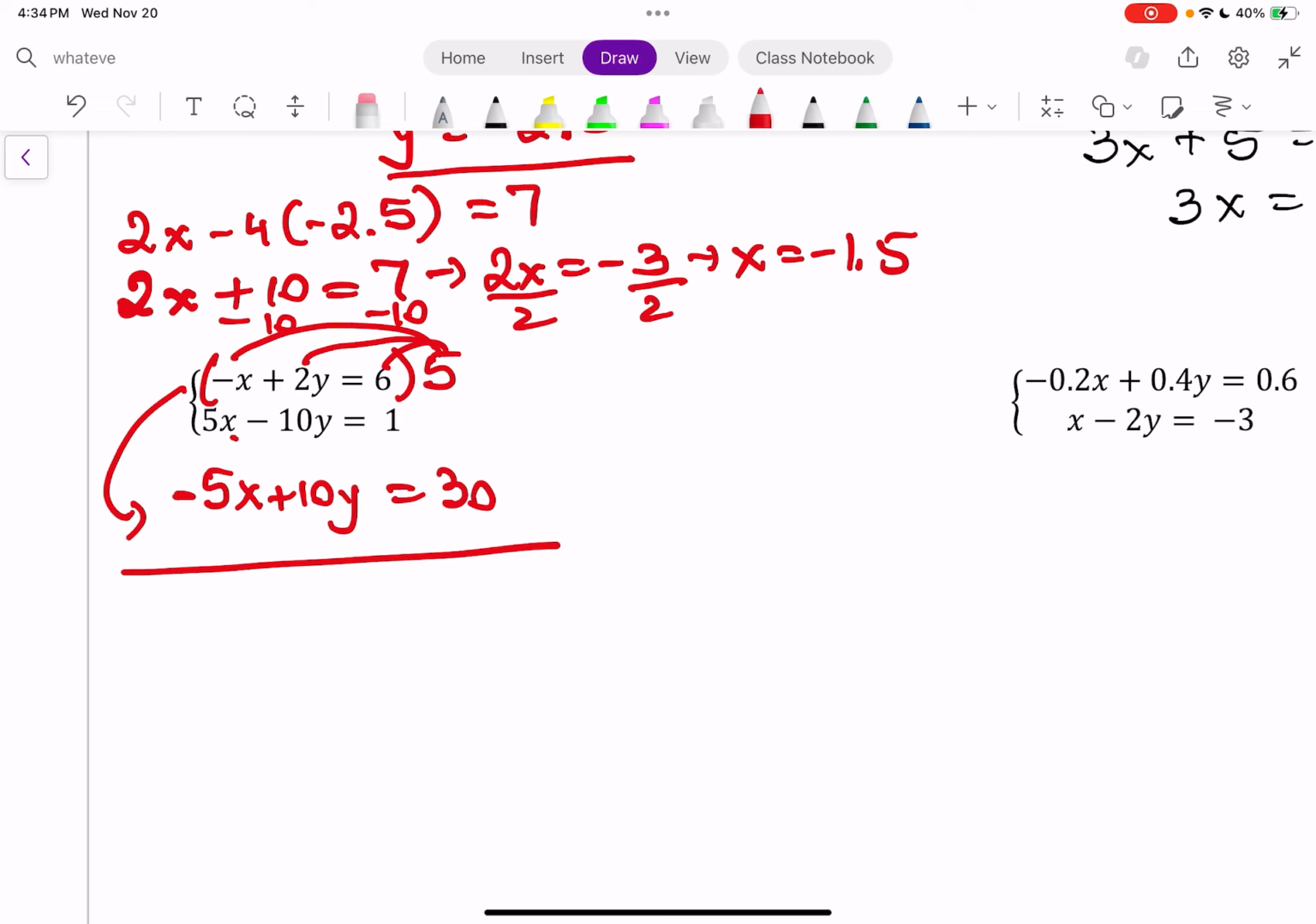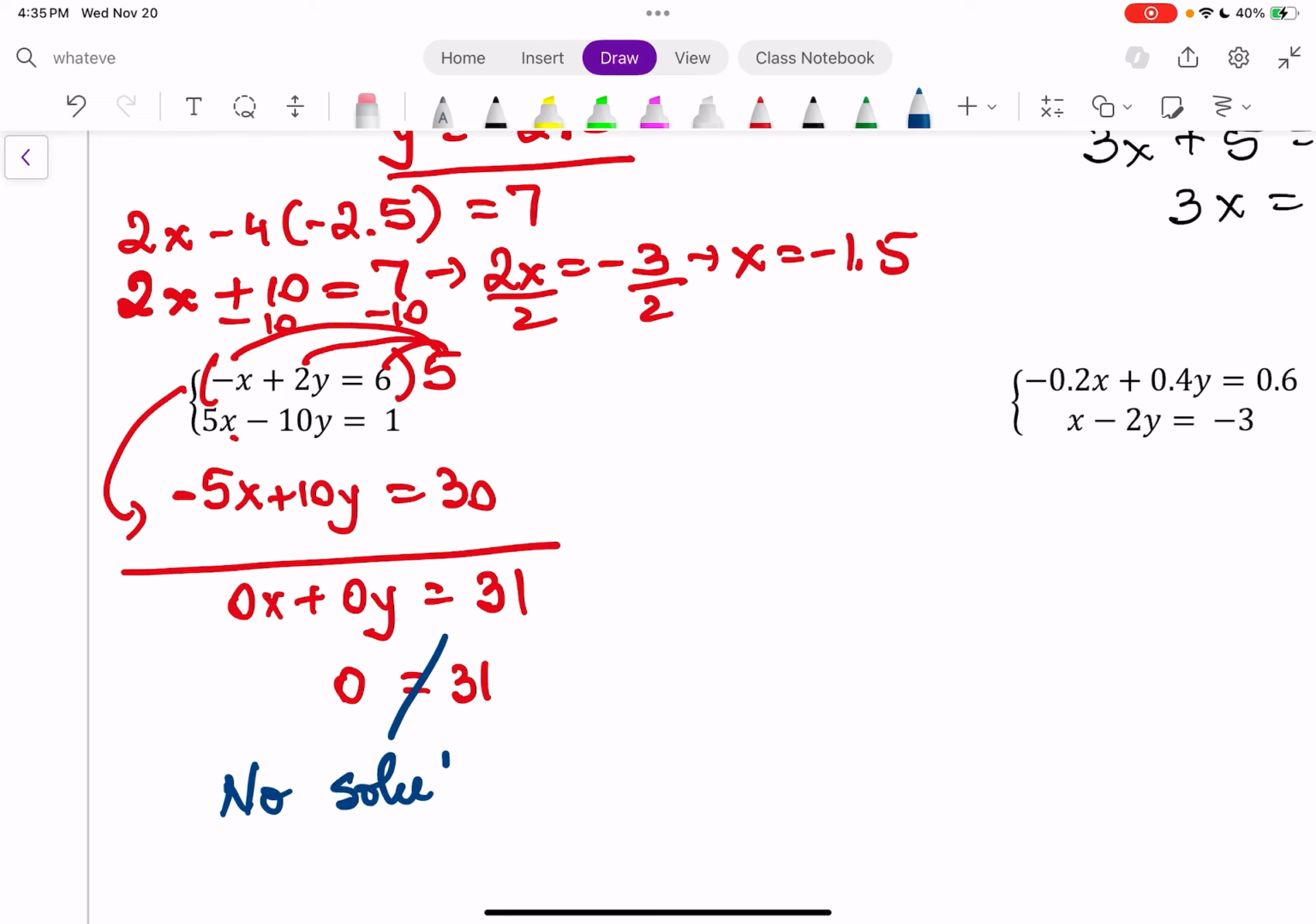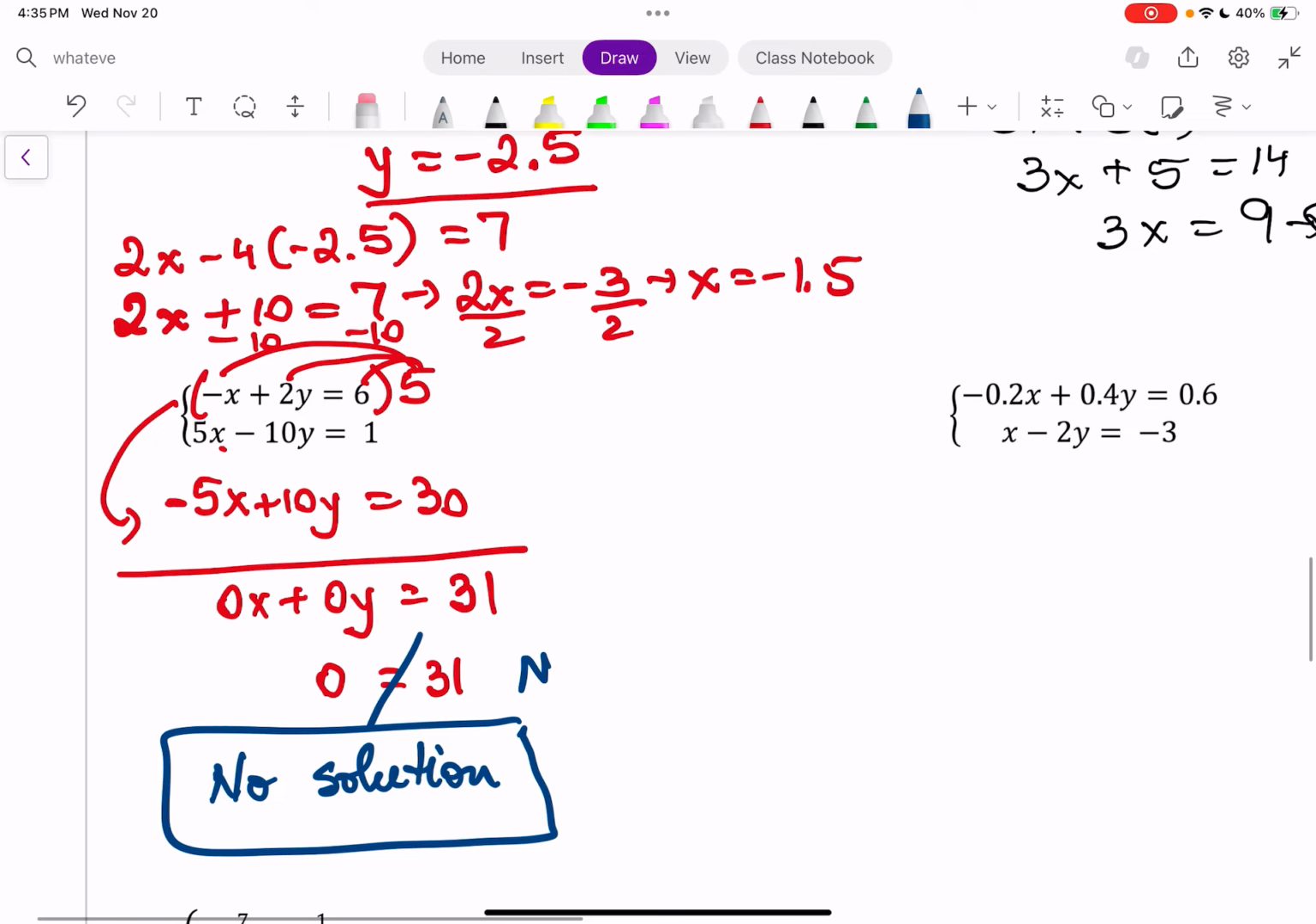Okay. And so as you see, this time, everything on the left side canceled out. Not just the x's, but the y's as well. All right. So, however, on the other side, we got 31. So when does 0 ever equal 31? Well, the answer is never. Okay, so that's never going to be true. That means these lines will never meet, and therefore they will produce no common solution, as this is never going to be true.